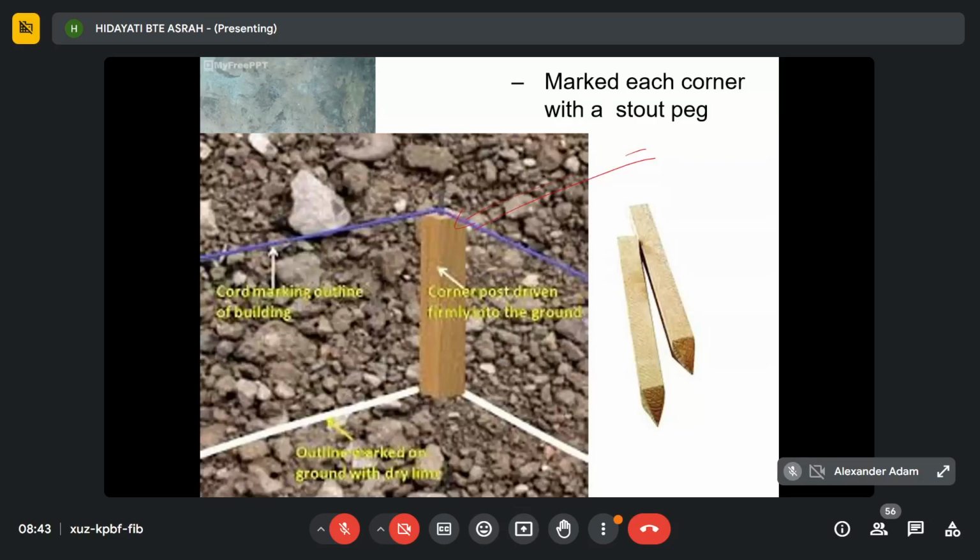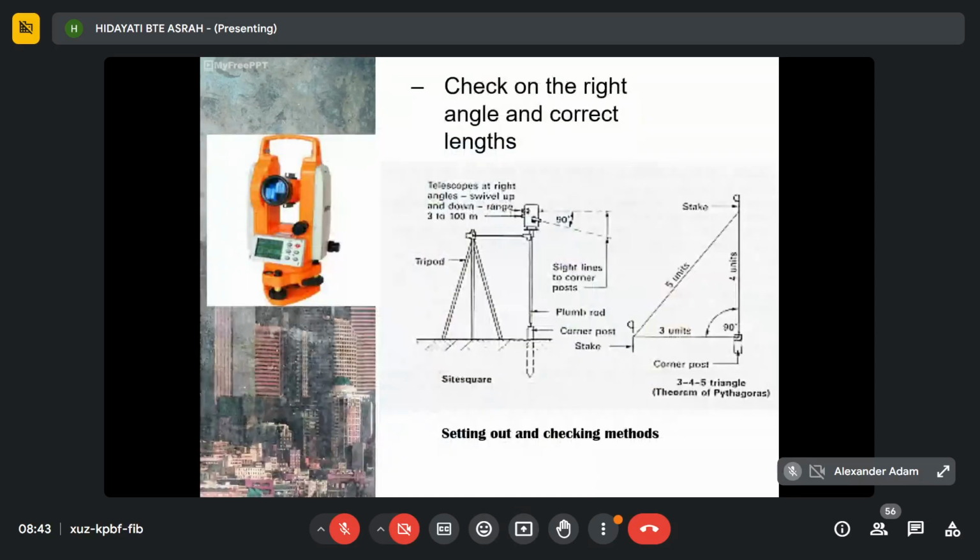Okay. And then if you want to check the right angles, whether the corner is 90 degrees or not, or if the length is correct, you can use a side square or theodolite. This is for double checking the length and angle.